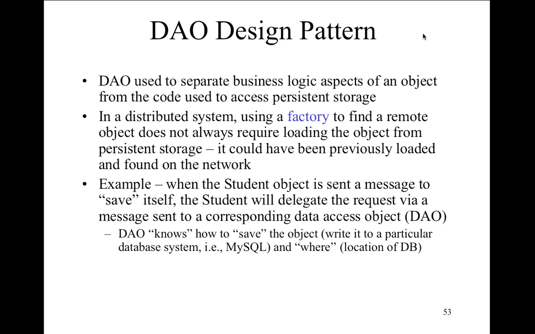So in this example here, when the student object is sent a message to save itself, the student will delegate the request via the message sent to the corresponding data access object. And the data access object knows how to save the object, write it to a particular database, for example MySQL, and where the database is actually located.